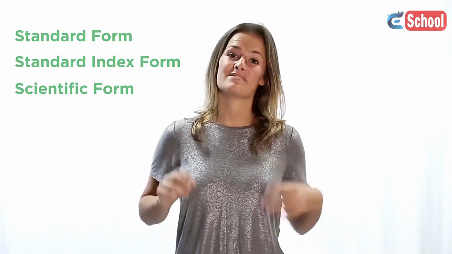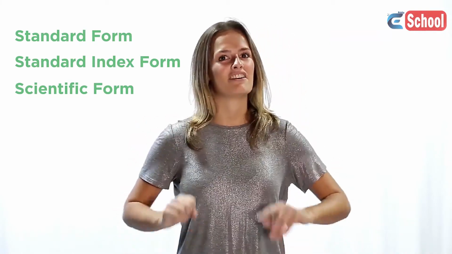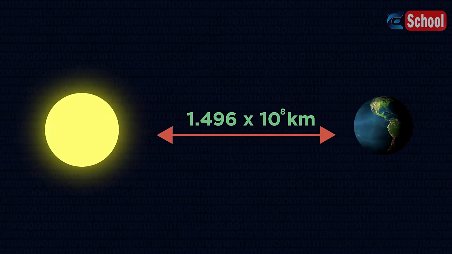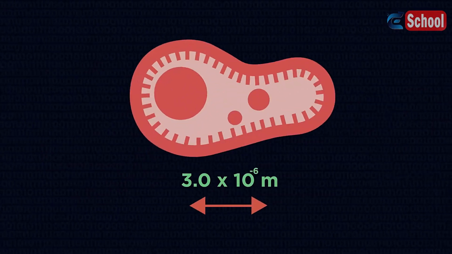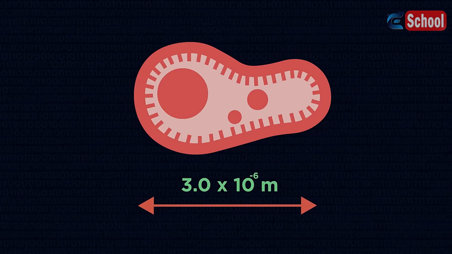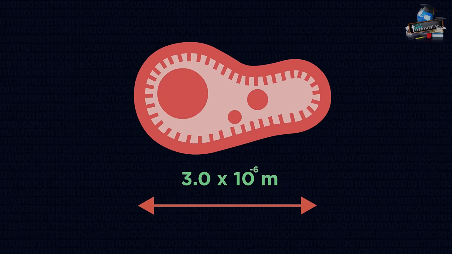These are names for the same thing, and they are a very useful way for writing really big or really small numbers. So let's start by looking at how to write big numbers into standard form.